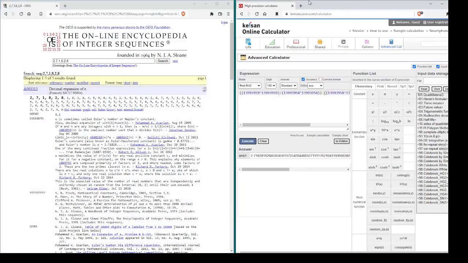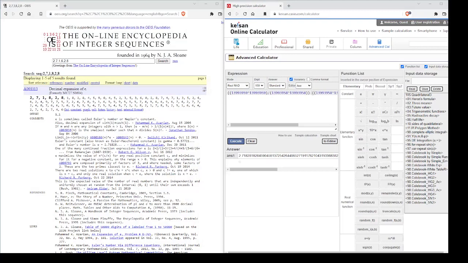And now how much closer do we come to e? Now we're at 2.718281828459045. Oh, that's it. We haven't gotten that much closer, have we?